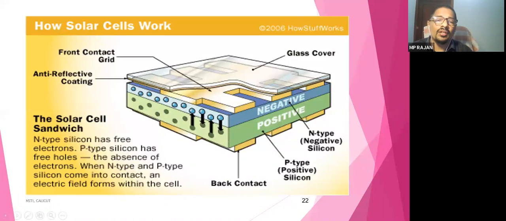Okay. So once again, we come to the actual construction. This is the negative region. This is the positive. This is the N-type semiconductor. This is the P-type semiconductor. On top there is a metallic conductor called metal fingers, and one anti-reflective coating is also given on top, because if light reflects and goes away, your intensity will reduce. So to retain the intensity, one anti-reflective coating is also provided.